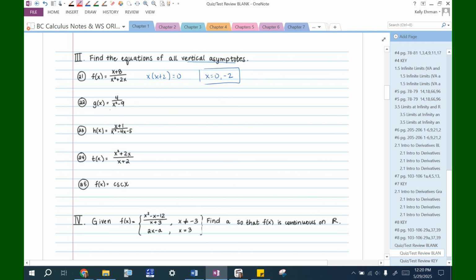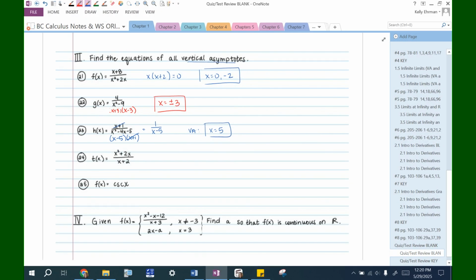For this one, this is x plus 3, x minus 3. So vertical asymptotes, x equals plus or minus 3. For this one, I can factor this, x minus 5, x plus 1. So here's a scenario where h of x simplifies to 1 over x minus 5. So the only vertical asymptote is x equals 5. X equals negative 1 is a hole in the graph.